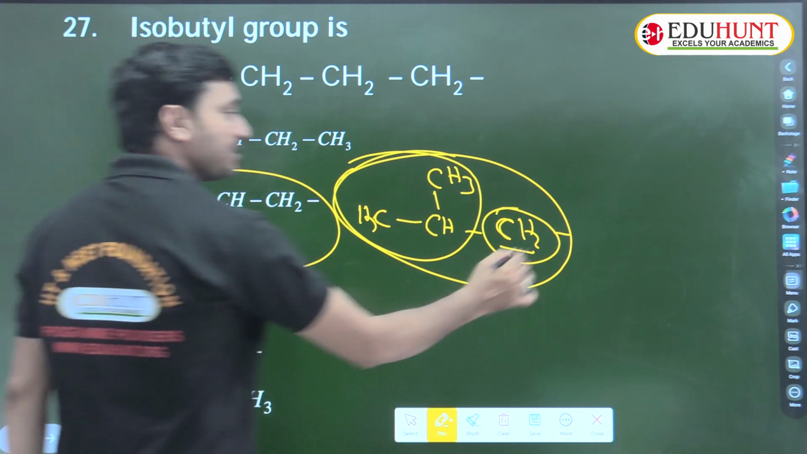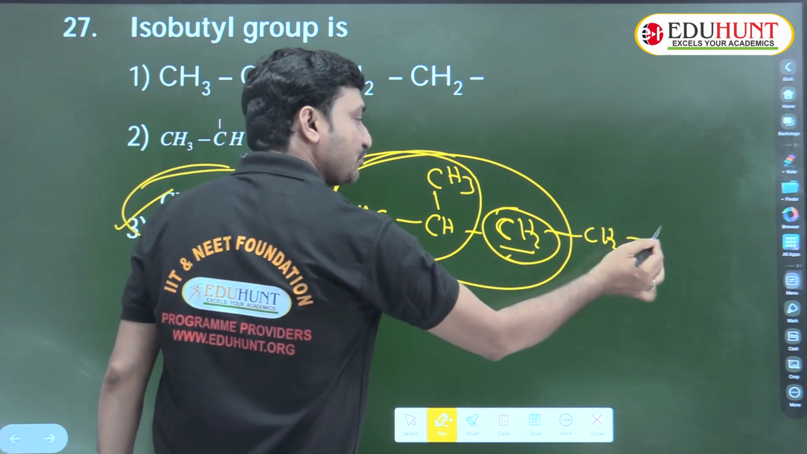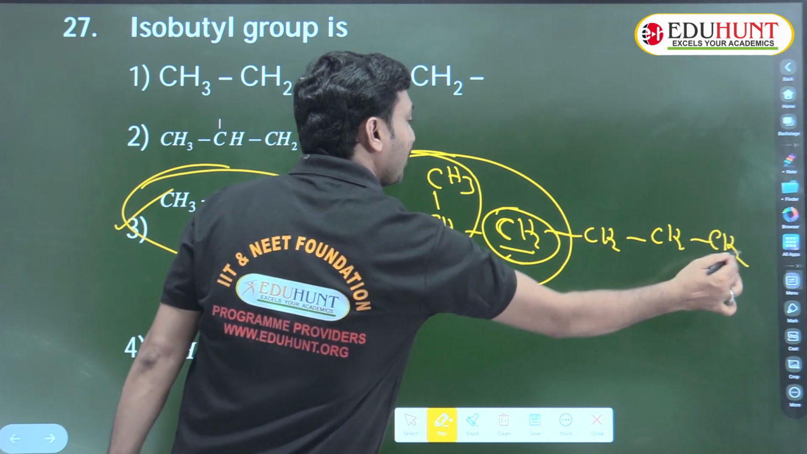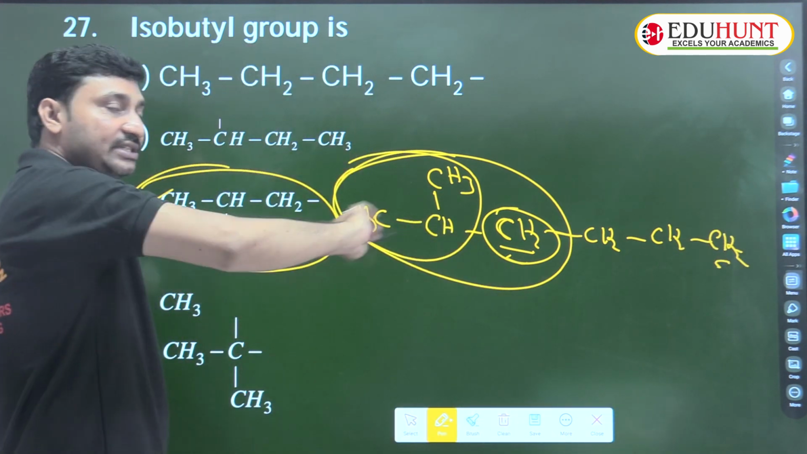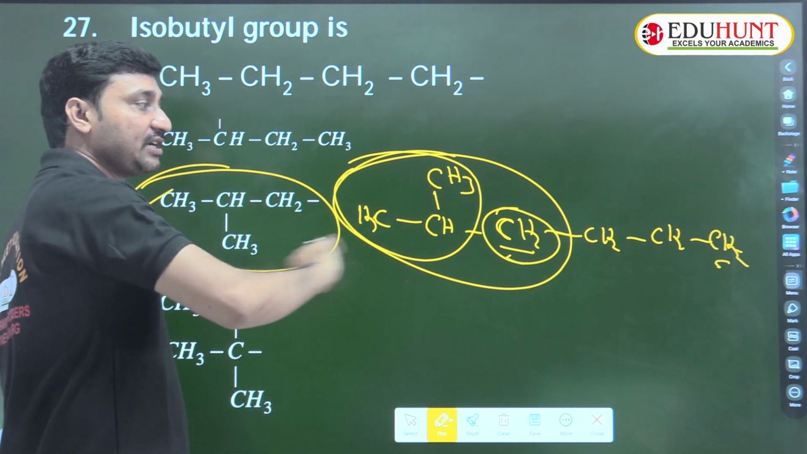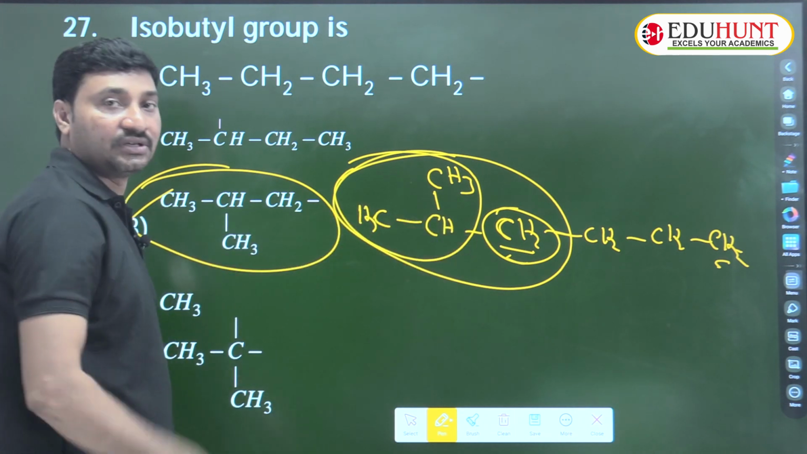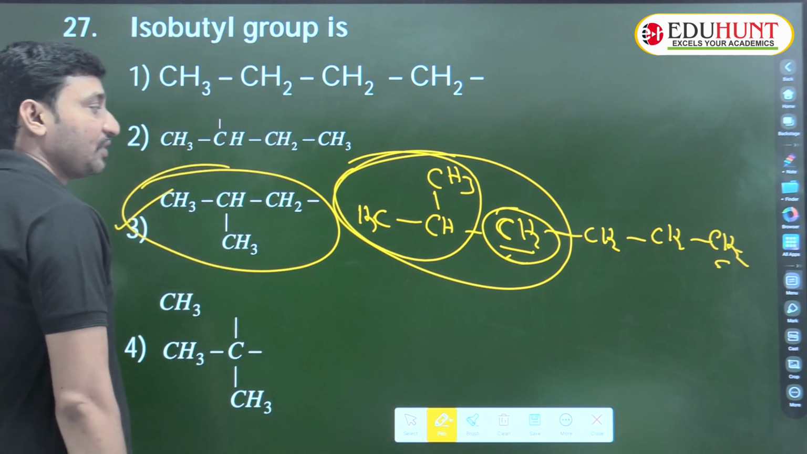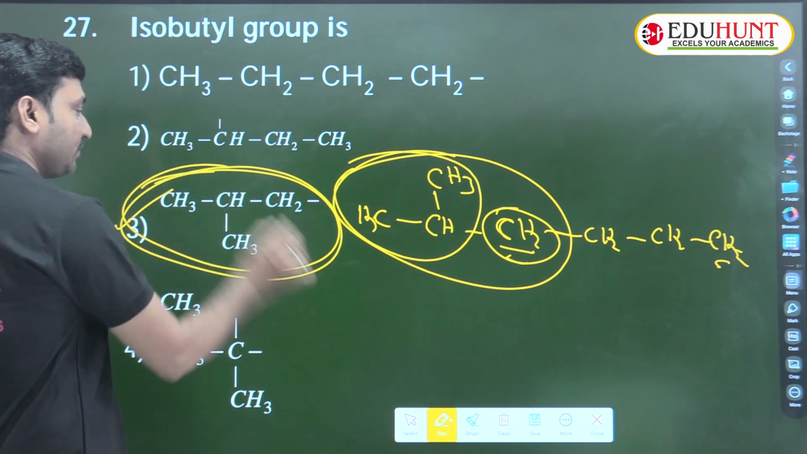Isobutyl. Isopentyl means one more CH2. Isohexyl means one more CH2. Like that, we increase CH2 groups based on the number of carbon atoms. We call it butyl, pentyl, hexyl, like that. Okay, so the right answer is the third one.